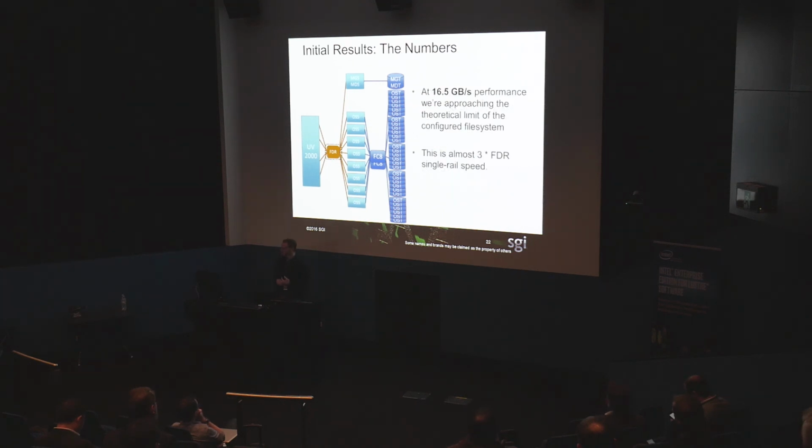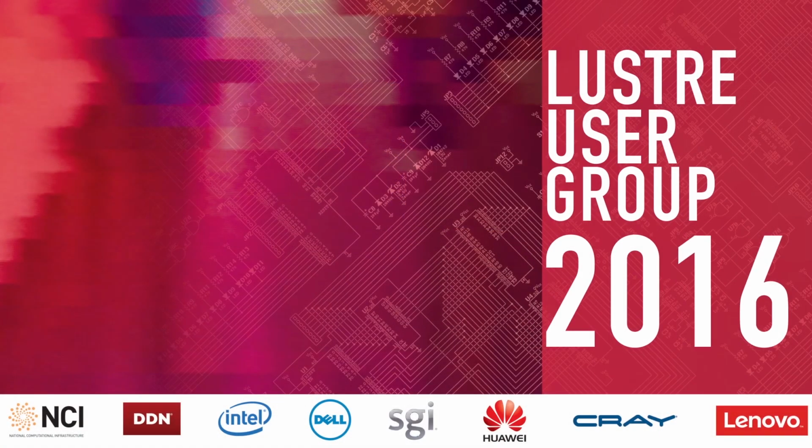Through the testing that we did, we were able to get up to 16.5 gigabytes per second performance, which is almost at the theoretical limit of the disk array configuration, or 3 times the FDR rail speed. So this is really promising. Further testing is going to be done at scale, so we're trying to scale this up across more interfaces. The initial projection is that we could easily get up to 16 interfaces that we'd like to test.